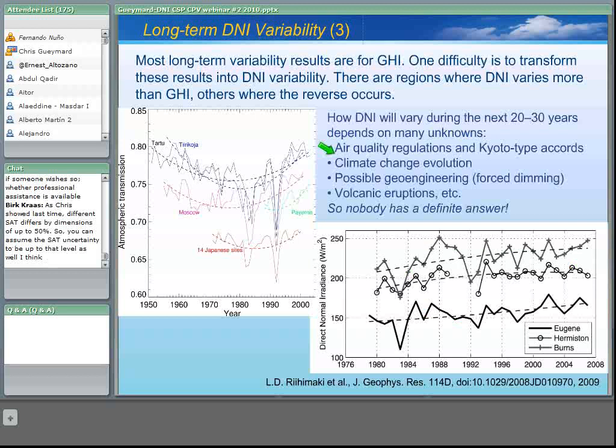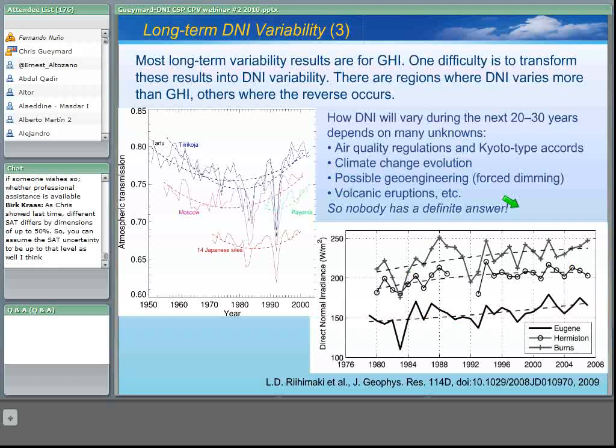Another unknown is possible geoengineering, which means forced dimming. Some people think of injecting aerosols precisely to decrease the global warming. And that could be really bad news for CSP and CPV if they really go along with this kind of initiative. And then volcanic eruptions. You never know when there could be a big one. So in other words, for the next 20 or 30 years, nobody has a definite answer of what will be the situation, or how the trend will go.